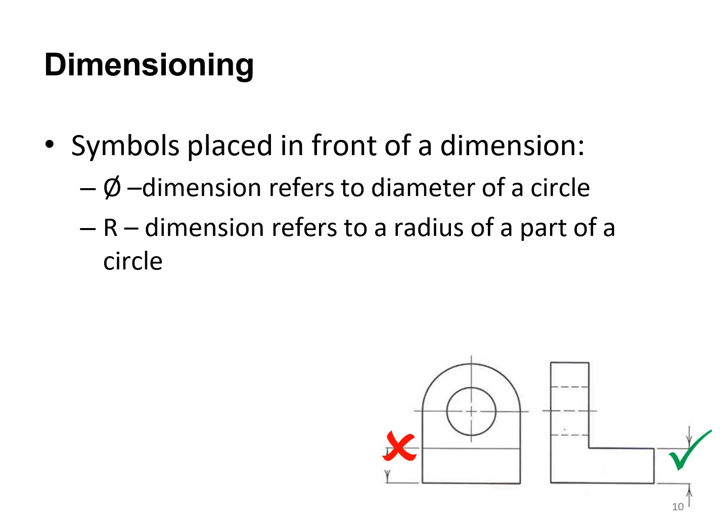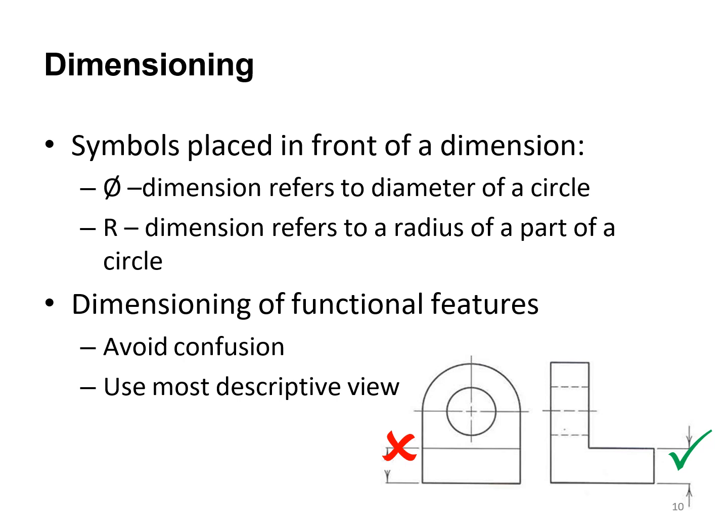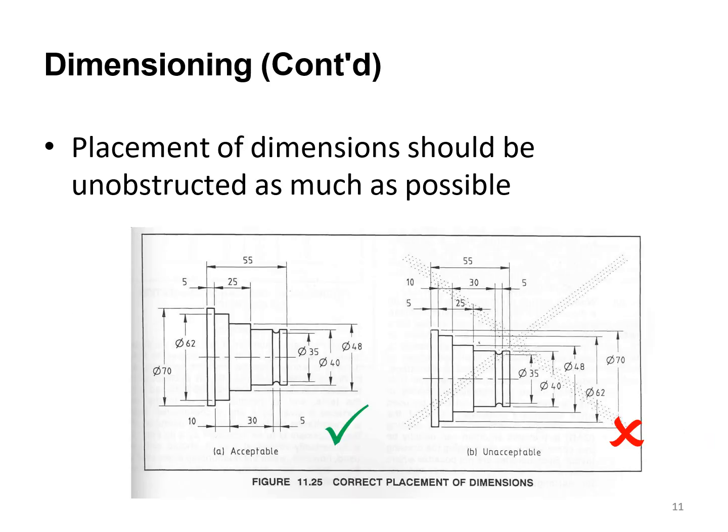The R dimension refers to the radius of part of the circle. Once again, we're going to have the R followed by the number. Dimension all the functional features, avoid all the confusion, and use most of the descriptive views. The placement of dimensions should be unobstructed as much as possible. So that will be too much obstruction between the lines, as you can see here. We should avoid that. We should have lines that are not intersecting, or minimally intersecting like here. We should do that, and here we should do that.